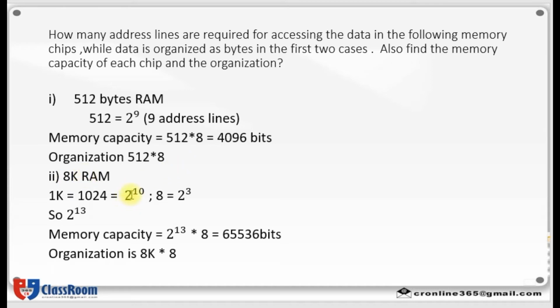So 2 raised to 3 into 2 raised to 10. So 2 raised to 3 into 2 raised to 10 can be expressed as 2 raised to 10 plus 3, which is equal to 2 raised to 13. So memory capacity is equal to 2 raised to 13 into 8, which is equal to 65536 bits, which can be expressed as organization is 8K into 8.